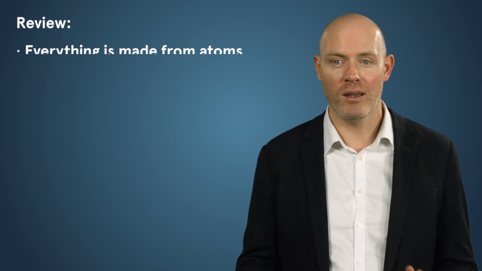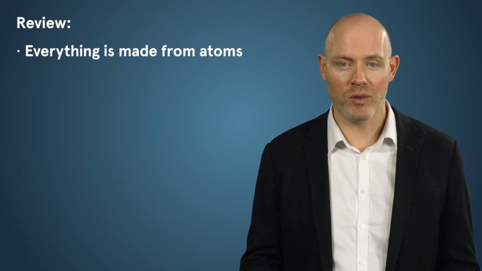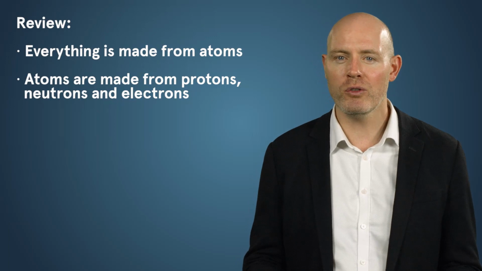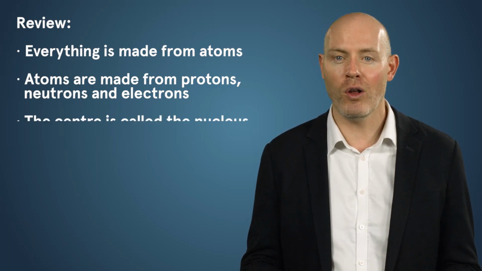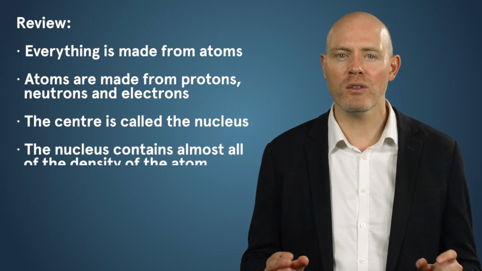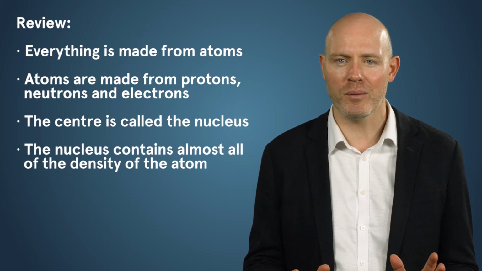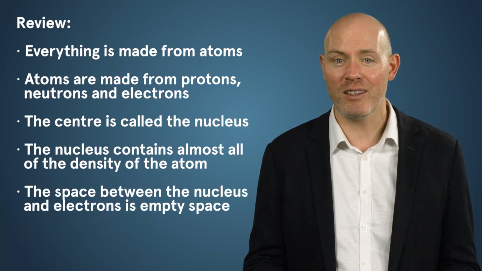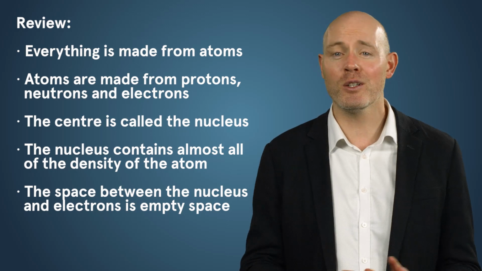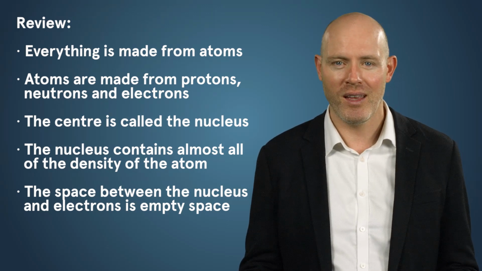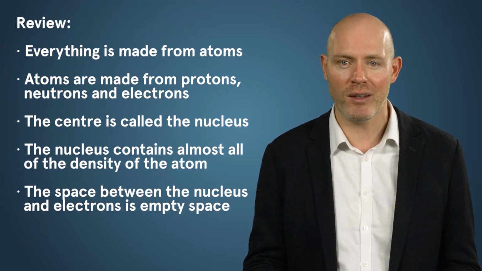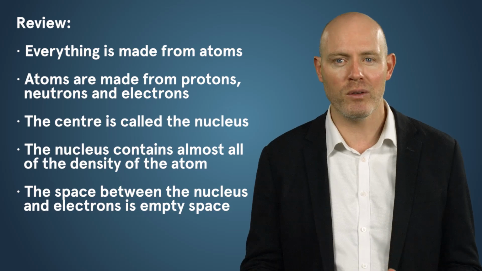So let's review what we learned in today's lesson. Everything is made from atoms. Atoms are made from protons, neutrons, and electrons. The protons and neutrons are in the center, and this is called the nucleus. The nucleus contains almost all of the density of the atom, and it is incredibly dense. The space between the nucleus and the electrons is empty space. There is an incredible amount of empty space. And this space will become crucial in our next step along the journey of understanding radiation and its importance in life and health.